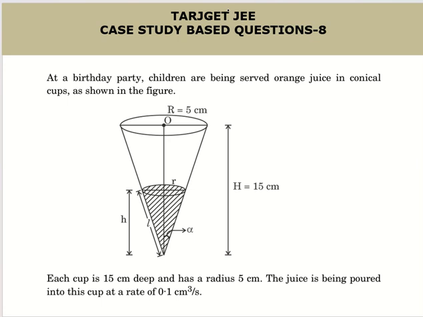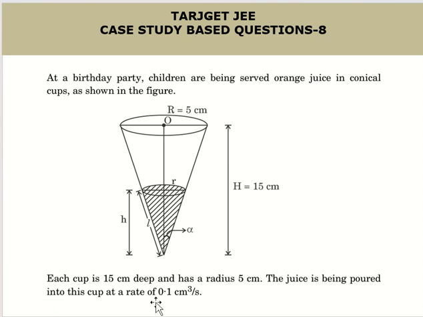Hello. In continuation with the case study based questions, here is a question which was tested in 2026. At a birthday party, the children are being served orange juice in a conical cup as shown in the figure. The dimensions of the cup are 15 centimeters height and 5 centimeters radius.